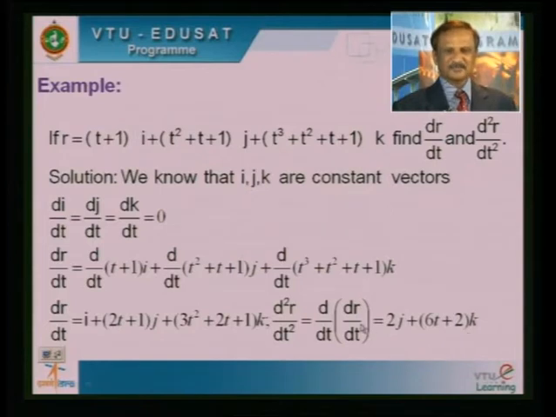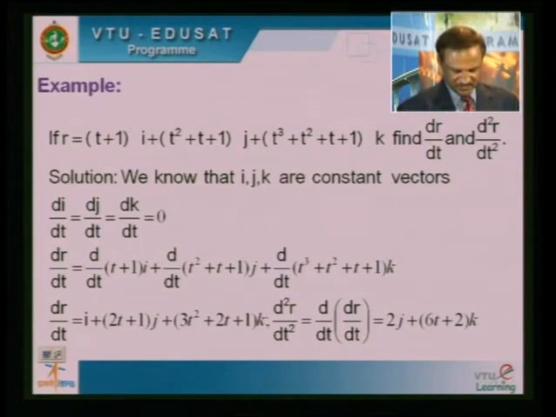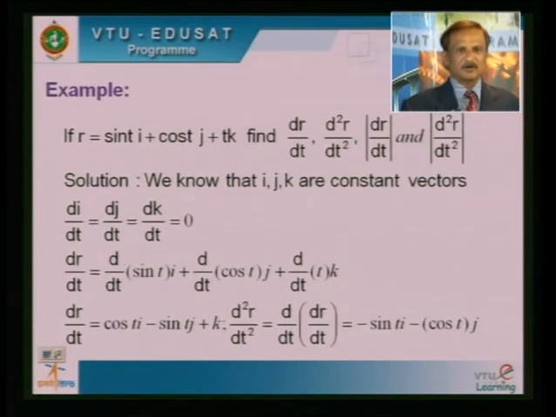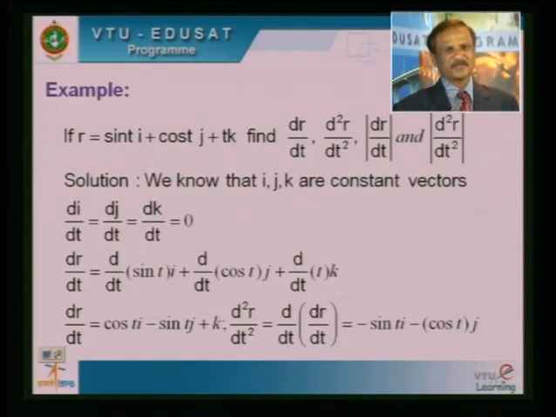If you wish, you can differentiate the same function once again, and you will get the third derivative. How do you calculate the third derivative? You can write d cube r upon dt to the power cube, which is equal to d by dt of d square r upon dt square. It means you have to differentiate these two terms once again. Friends, I hope now you are able to differentiate the given vector function without any difficulty.